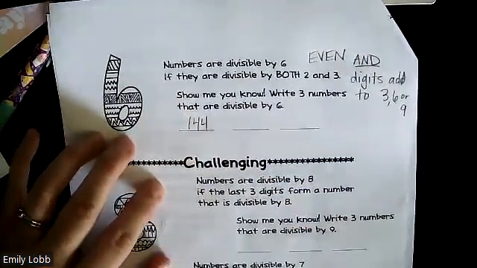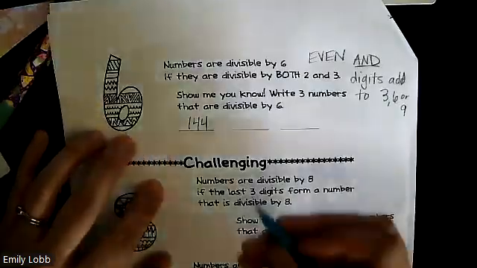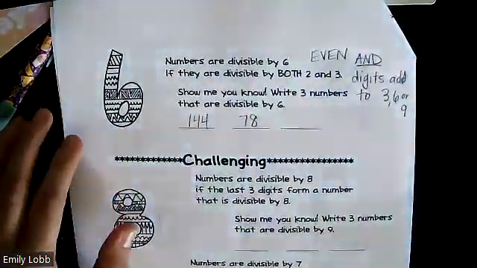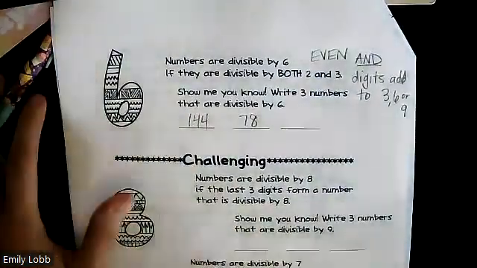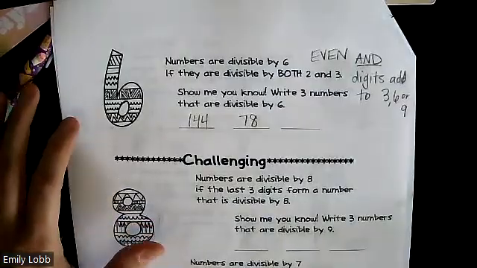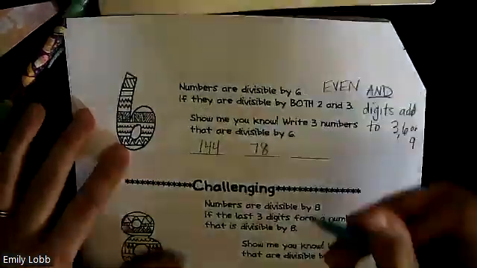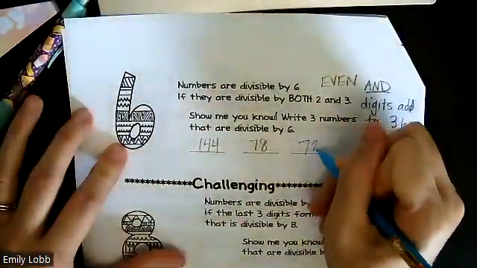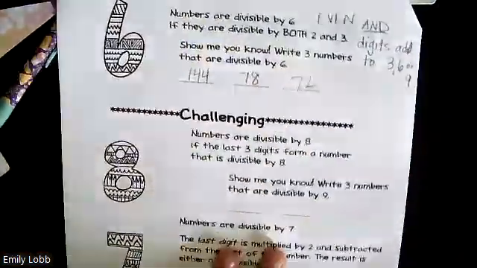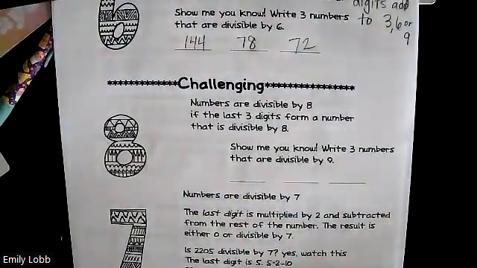What else, Josh? 78. 7 plus 8 is 15. 1 plus 5. Very good. Corbin, last one. What? 72? That's on your multiplication table, but that'll work. That's all right. It's even and it adds to 9. Well done. All right, these are a little more challenging.